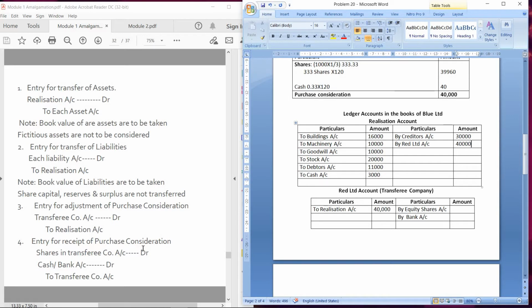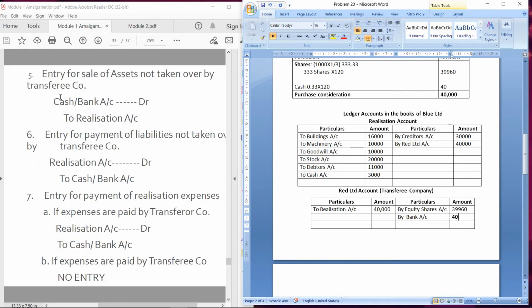Entry for receipt of purchase consideration. Shares in transferee company account debit, cash or bank account debit to transferee company account. So we have to go to transferee company account. Here by equity shares account. Here you can see how much amount is paid in equity shares. It is 39,960 and in the form of cash 40 rupees is paid. Okay, so we have passed fourth entry as well.